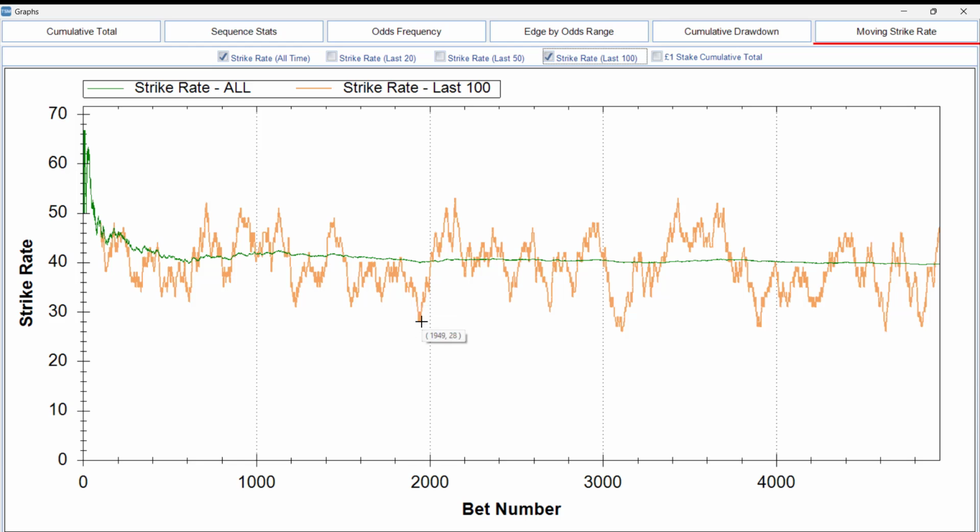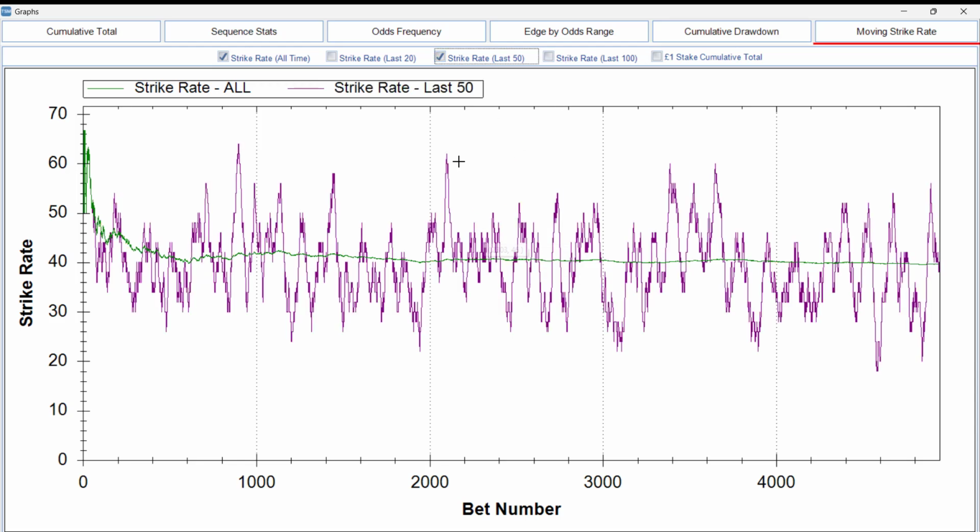Whereas over here, the last 100 bets had a win rate of just 28%. And if we look at the strike rate of the last 50 bets, we've had times where we've had win rates of 64% from the last 50 bets, and times when we've had win rates of just 18%. And often that's when someone would give up. If they've just had a win rate of 18% and they're expecting 40%, you might give up there.